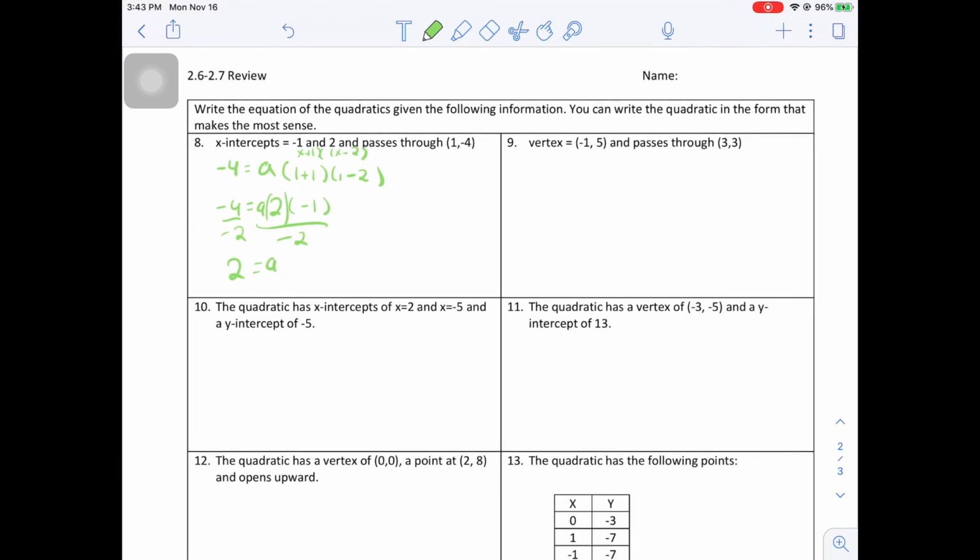Divided by negative 2 on both sides, we get a is equal to positive 2. Now we can write this equation. y is equal to 2 times (x plus 1) times (x minus 2). Boom.